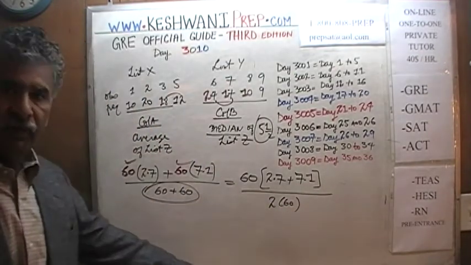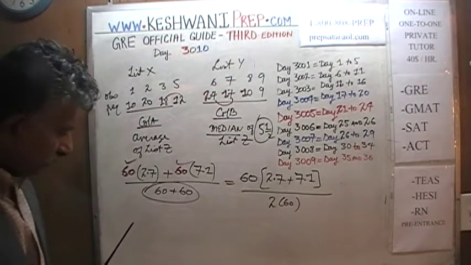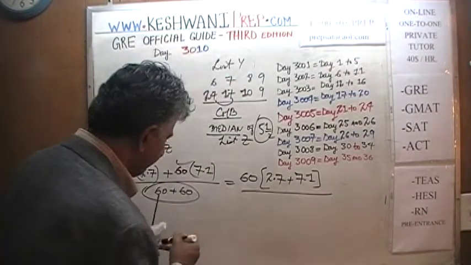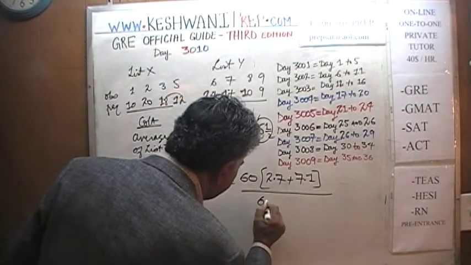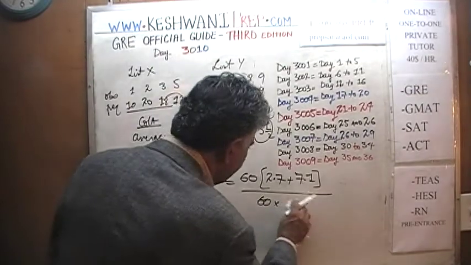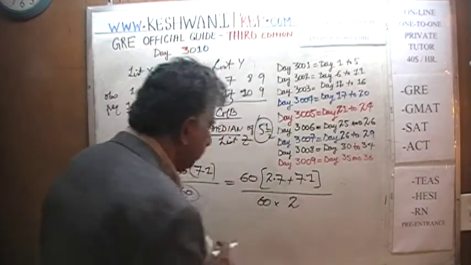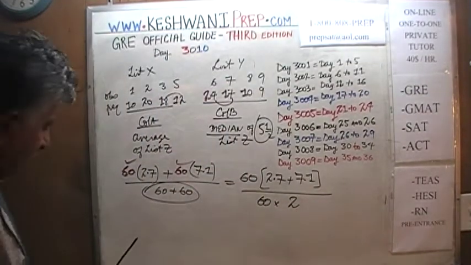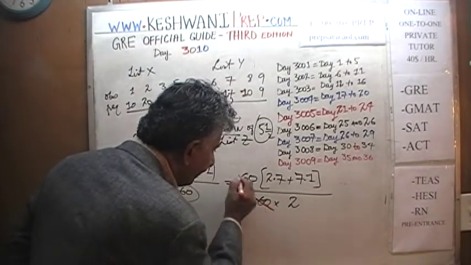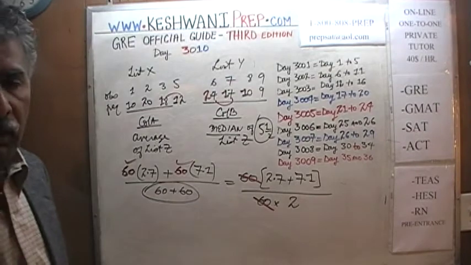And what do we suppose is going to happen? I'm going to write it the other way around, for a reason. Instead of writing 2 times 60, I'm going to write it as 60 times 2. And what do you suppose is going to happen? We see 60 on the top, 60 on the bottom. 60 cancels out. And what do we end up finding?